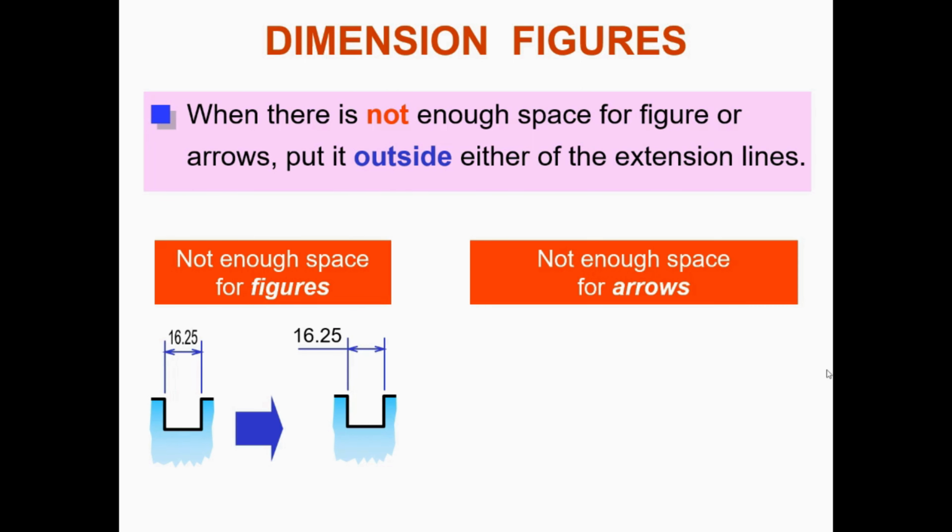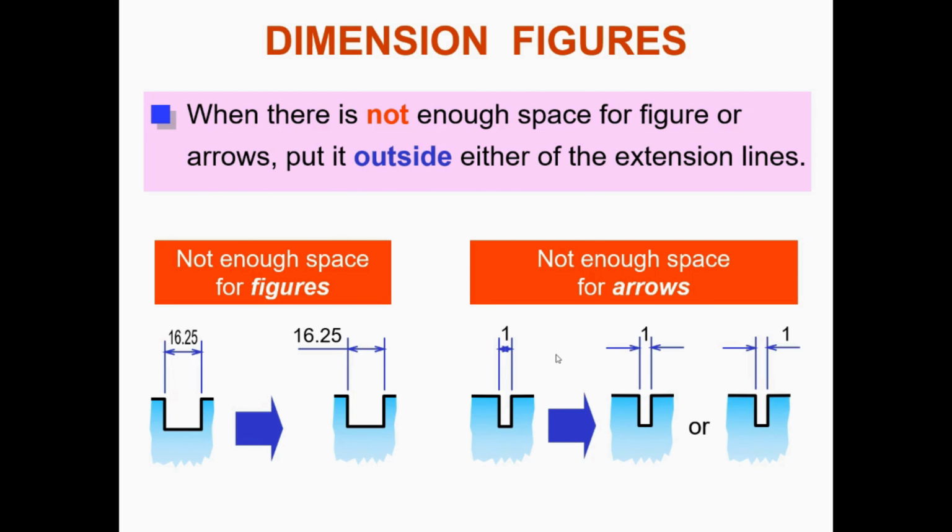In a situation where you have little space for arrow, you have to make sure the arrows are outside so that you don't put all the arrows together. Let's look at what I'm trying to say. So in this example here, you will see that the two arrows are coming together because there's limited space here. So always do well that you don't repeat such mistake. So you're supposed to bring the arrow outside, or if possible, even the dimension figure outside.